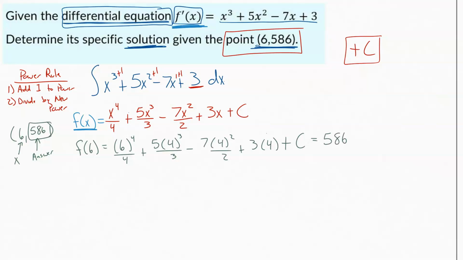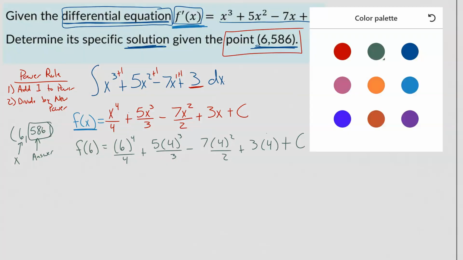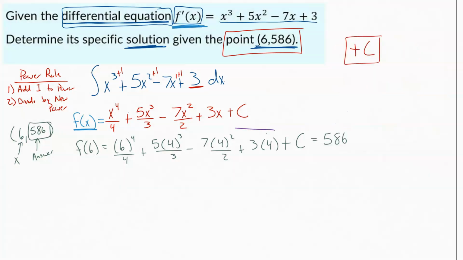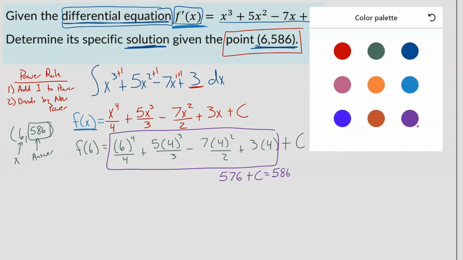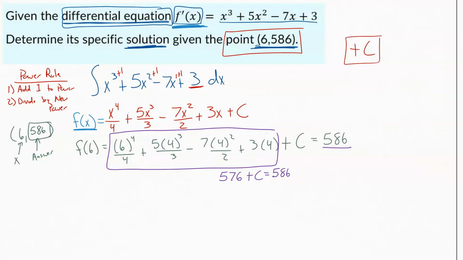So we just do a little bit of algebra to find out what that plus c value is. You can take all that, pop all that into your calculator, and then out of there what you're going to get is 576. So we know 576 plus c needs to equal 586. Go ahead and do one more move of algebra. We're going to subtract 576 over to the other side. We're just solving for c right now. And we end up getting out of here that c equals 10.